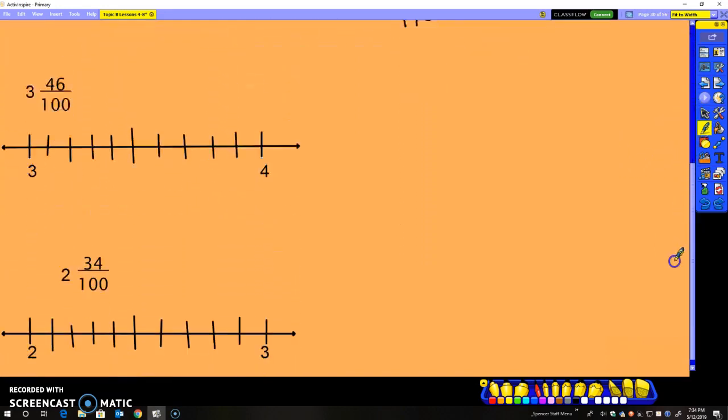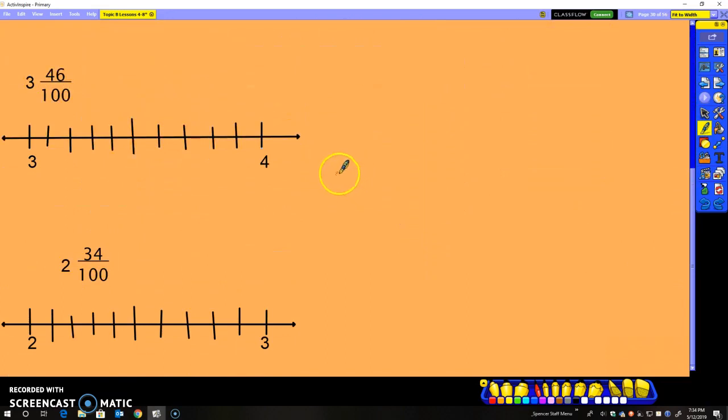Alright, go ahead and draw yourselves 2 more number lines. We've got a 3 to 4 number line, and then we have a 2 to 3 number line. Again, you can try these on your own if you would like, and then just scroll ahead to check your work.